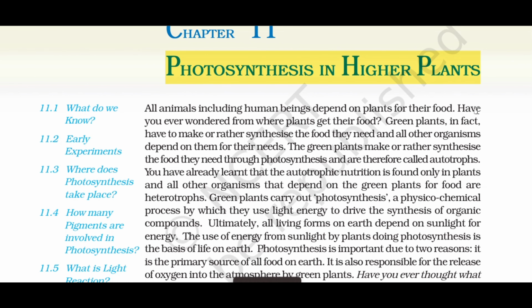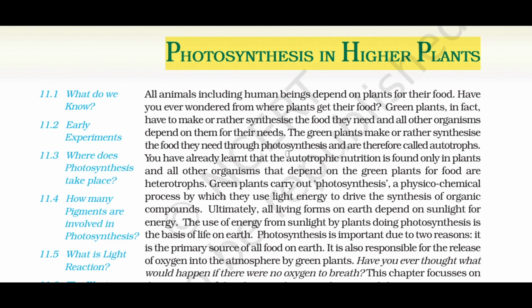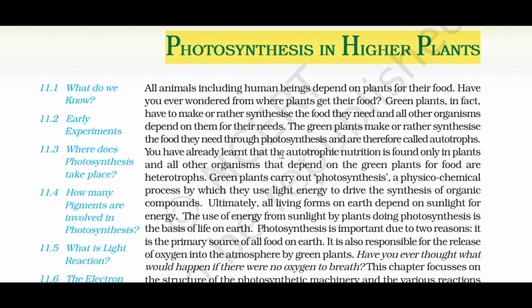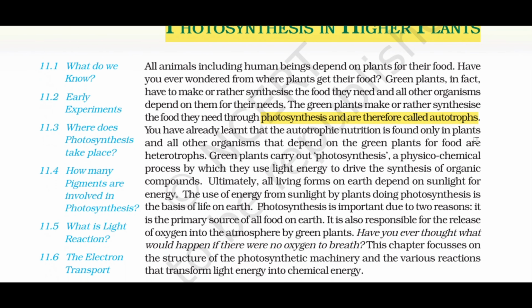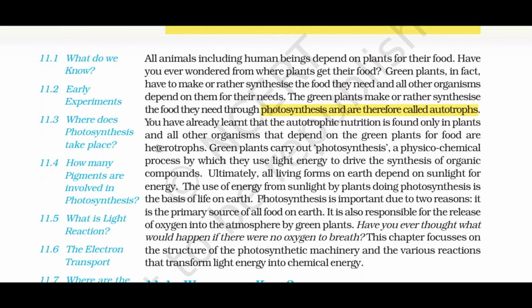Green plants, in fact, have to make or rather synthesize the food they need, and all other organisms depend on them for their needs. The green plants synthesize the food they need through photosynthesis and are therefore called autotrophs. You have already learnt that autotrophic nutrition is found only in plants. And all other organisms that depend on the green plants for food are heterotrophs.